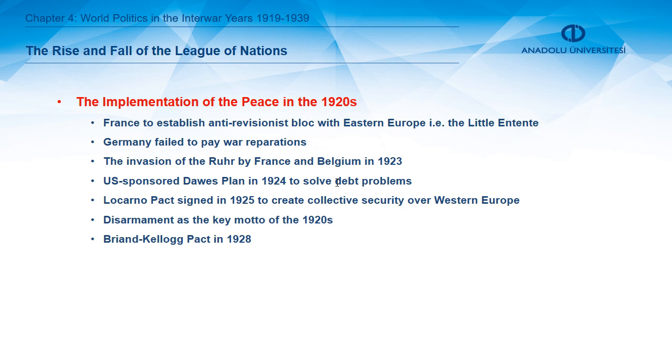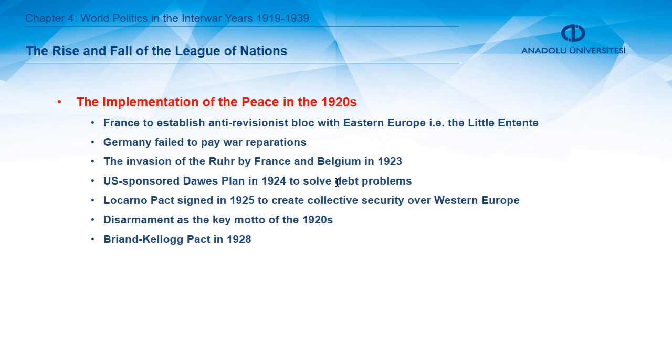Another issue was war reparation, because Germany failed to pay its war reparation payments, and because of this, France and Belgium invaded the Ruhr region of Germany in 1923. This was the first international conflict or crisis in Europe. And in order to solve this debt problem in Europe, the United States sponsored the Dawes Plan in 1924.